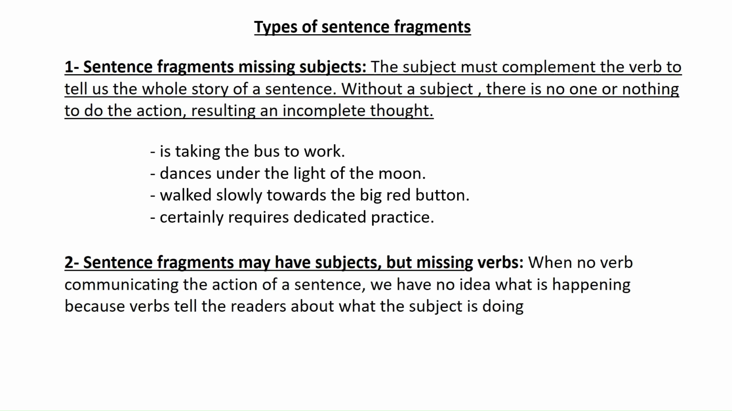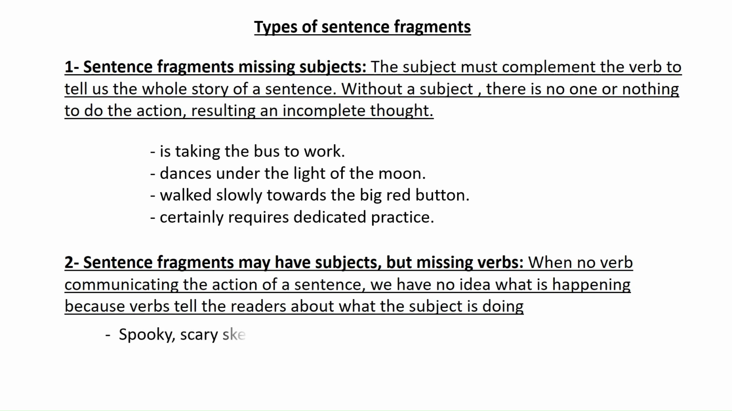The second type is sentence fragments missing verbs but having subjects. Without verbs, we have no idea what is happening, because verbs tell what the subject is doing. Examples: spooky scary skeleton, the mad scientist, three French hens, two turtle doves, and a partridge in a pear tree.